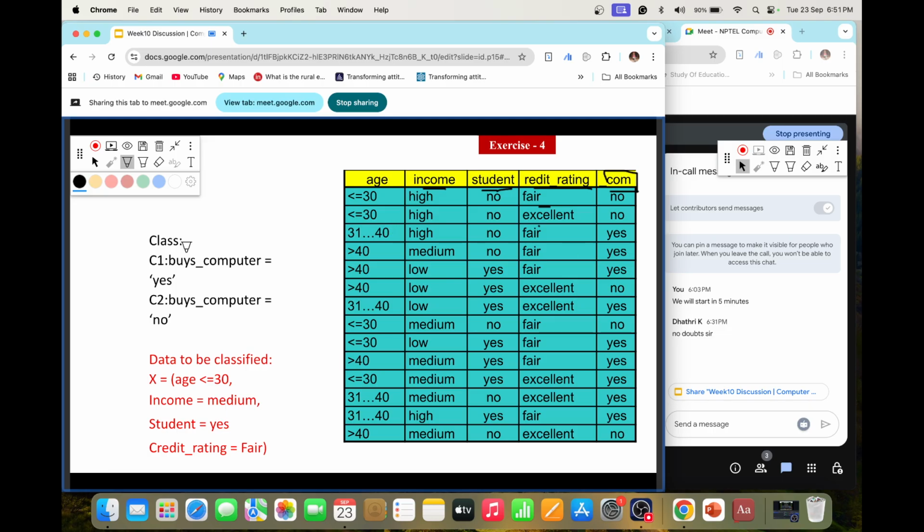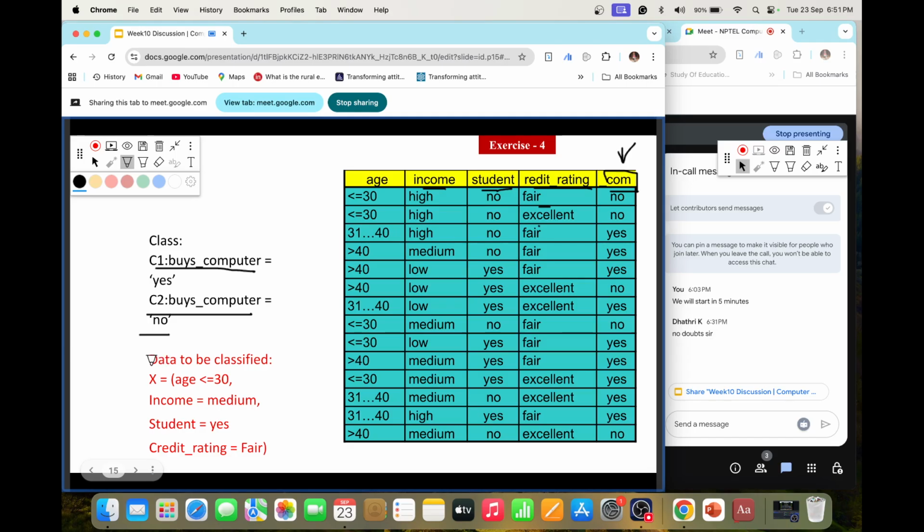Now for the class, we have C1, that is buys computer, that is yes, and C2, that is does not buy computer, that is no. So we have these 2 classes. This is our target: either no or yes, that means the person will buy a computer or will not buy a computer.